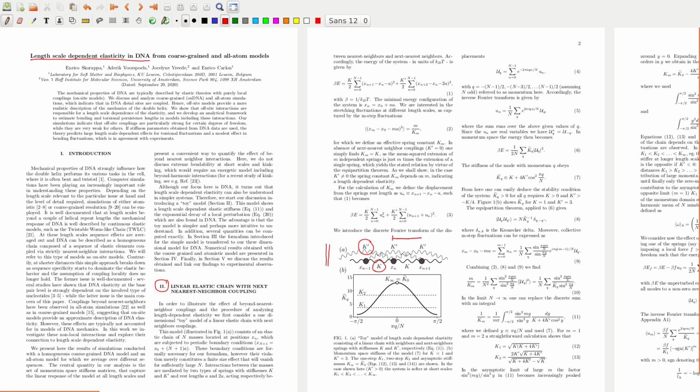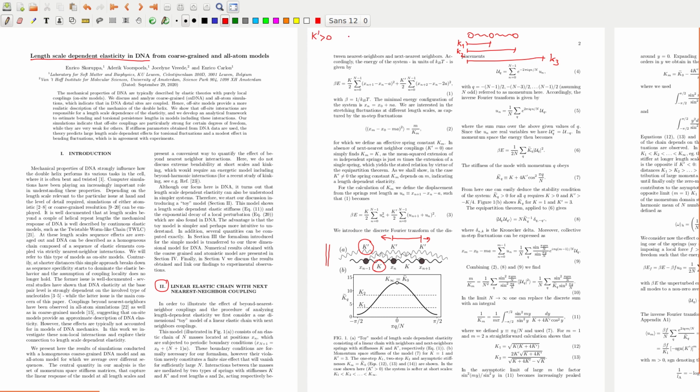The system is in thermal equilibrium and the distances between the masses fluctuate. Now, these fluctuations will be governed by effective stiffnesses K1, K2, K3, and so on. If K prime is different from 0, then K1, K2, K3 are all different. In other words, the elasticity is length scale dependent.